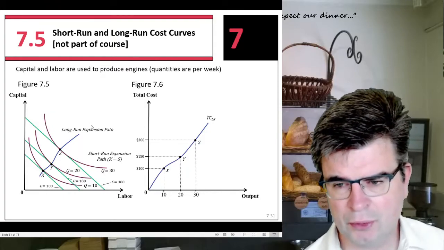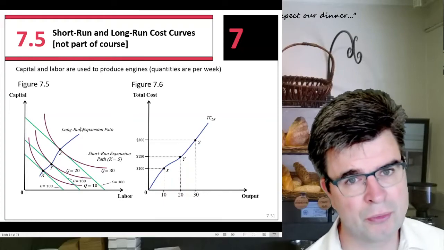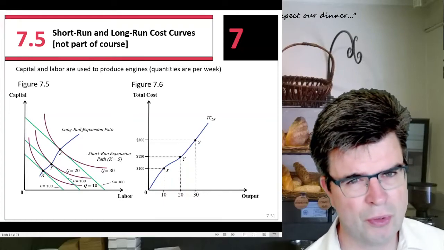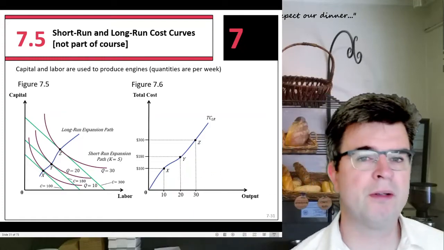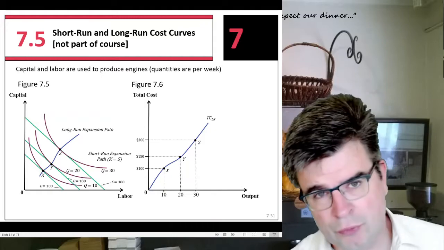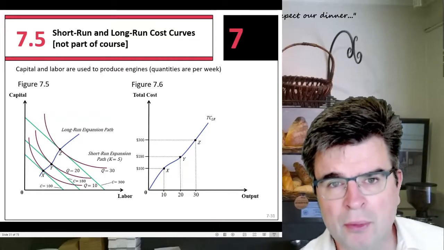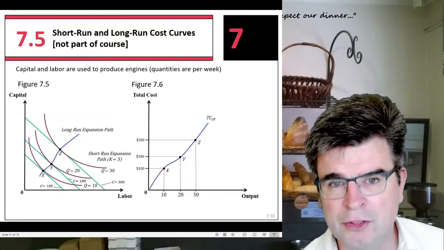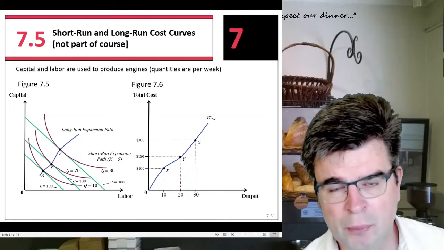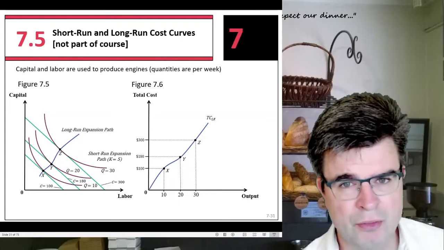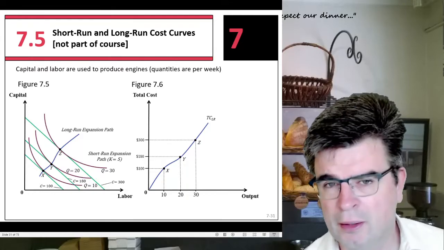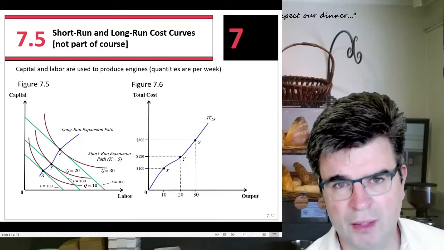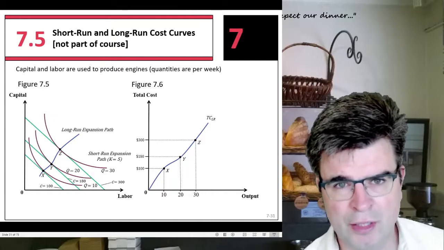However, but why is this called the long run expansion path? Well, it's called the long run expansion path because in the long run, if you consider a long enough period, then you can adjust freely both capital and labor. So you can sell any machines that you don't need in your plant, and you can buy additional machines if you need them, and you can hire additional workers, and so on and so forth. In the long run, all that is flexible.